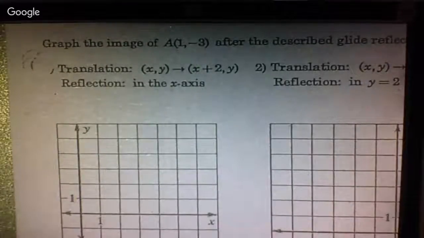A composite transformation is when I do more than one transformation. So instead of just translating, we're going to translate then reflect. Or we're going to rotate and reflect. Or we're going to reflect and rotate. Okay? Anytime you do more than one transformation, it is called a composite.